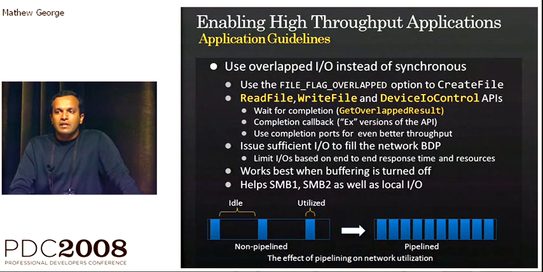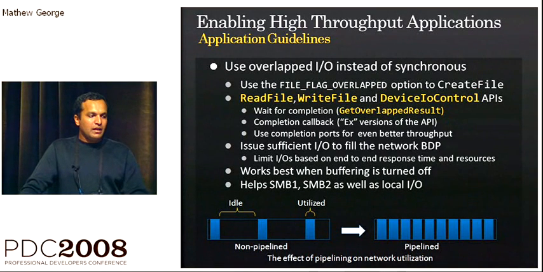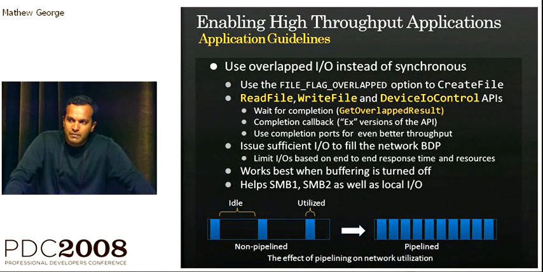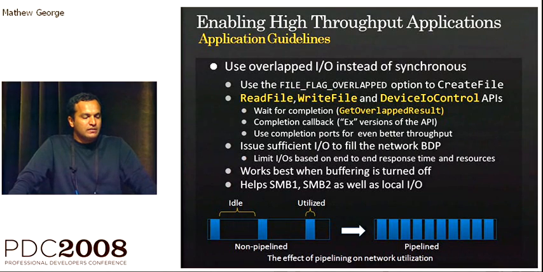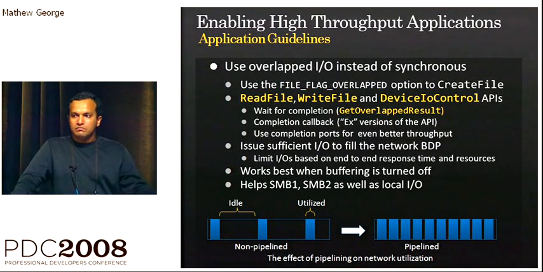So if you want very high throughput on a server to server transfer, it's sometimes better to disable caching on both sides. And there are options in the create file API to disable buffering, file flag no buffering, no intermediate buffering. And these steps actually help both SMB2 as well as local I/O. If you're doing I/O to your local disk, it helps.